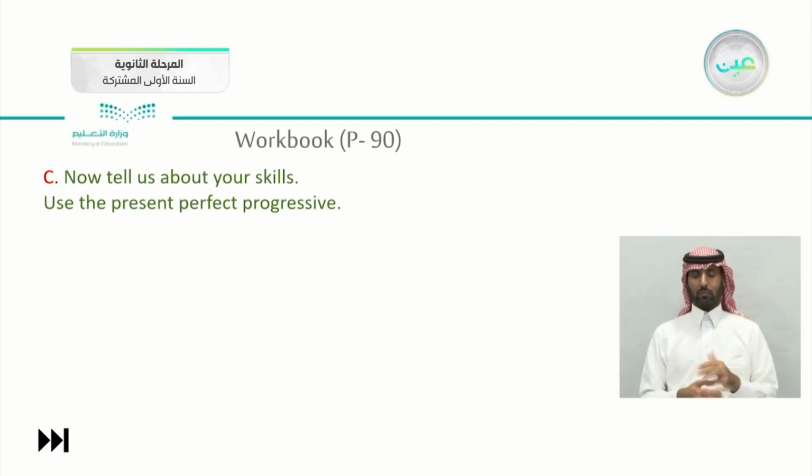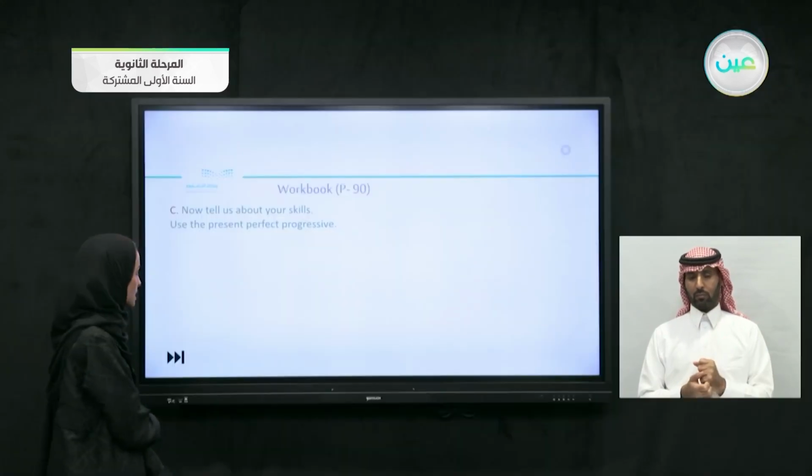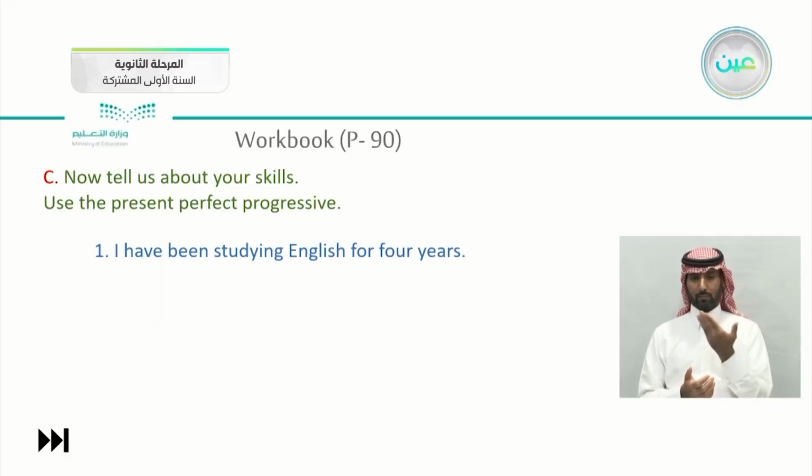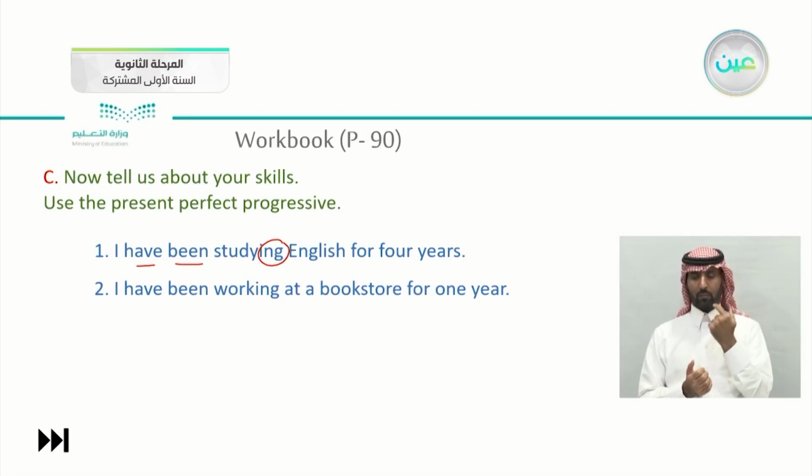Okay, now on page 90, exercise C, now tell us about your skills. Use the present perfect progressive. We will speak about ourselves, about our skills. I will tell you, I have been studying English for 4 years. Have been studying, and we have stated the number of years. I have been working at a bookstore for 1 year. Have been doing for this length.